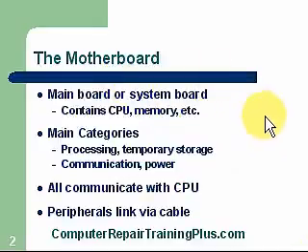Motherboard. We're going to be looking at the motherboard today. This is the main board, the largest circuit board in the computer. It contains the CPU, memory, north bridge, south bridge, and a lot of other parts. We'll be talking about those parts.